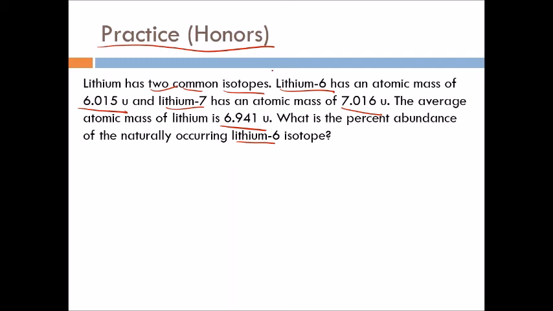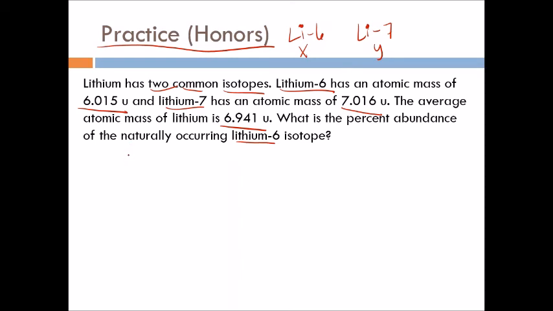So what they gave us is both masses and the average atomic mass, but we're missing the percent abundances. Both of them. We don't know either one of them. So if I'm writing this out, and I know lithium 6 and lithium 7 are going to have different percent abundances, that means I need two variables. So I'm going to use X and I'm going to use Y, just like you do in algebra, because it's easier. So I'm going to set up my equation.